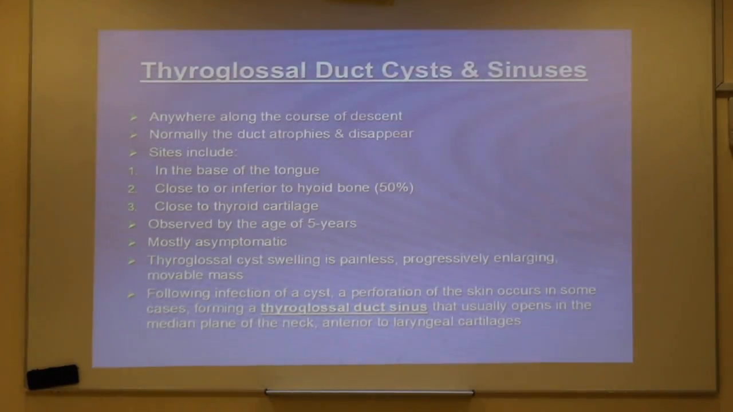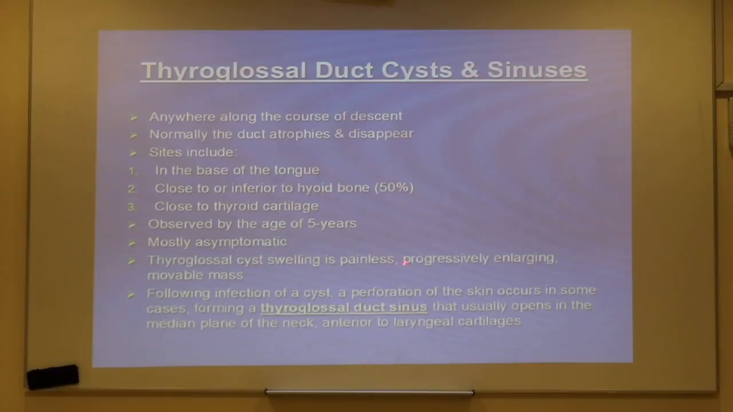Now, if there are remnants of this thyroglossal duct, which gives rise to the thyroid gland, then you would have a cyst present along the descent of the thyroid gland, and that cyst is called a thyroglossal duct cyst. So it can be present anywhere along the course of the descent of the thyroid gland. Normally the duct atrophies and disappears, but the thyroglossal cyst can be at the base of the tongue, inferior to the hyoid bone, close to the thyroid cartilage, observed by the age of 5 years. Mostly it is asymptomatic.